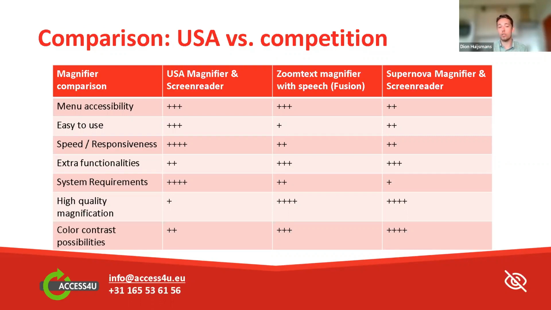And in the end, the color contrast possibilities might be a little bit more elaborate on Supernova or ZoomText, but we still see that you can alter the contrast possibilities within USA. There are some standards, but you can also alter it to your personal preferences. And this gives you a little more about the comparison of the magnifier.